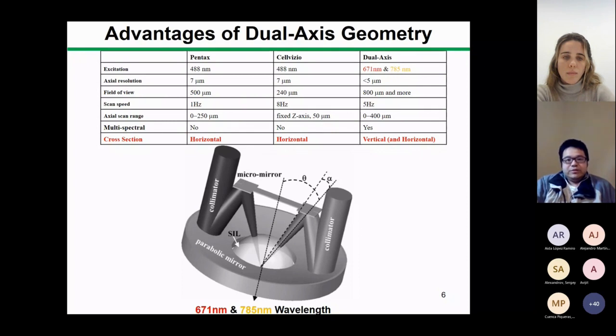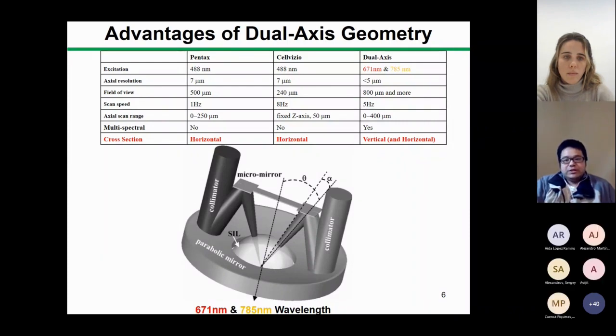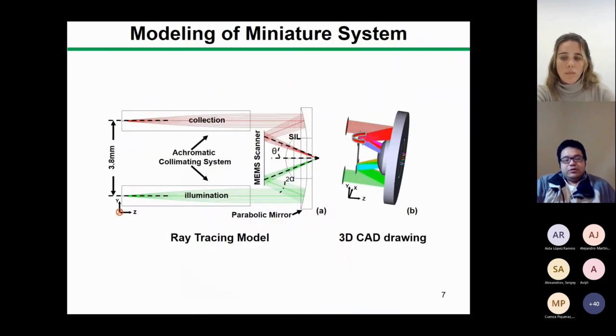Commercial systems, for example Pentax or Cellvizio, only work in the visible range. They're working towards the near-infrared. Right now, we already have near-infrared at 780 nm, which is close to near-infrared, and 785 nm, which is exactly in the near-infrared 1 region. We're also working on the near-infrared 2 region with supercontinuum lasers. Later, I'll explain why we need the supercontinuum instead of the traditional CW laser.